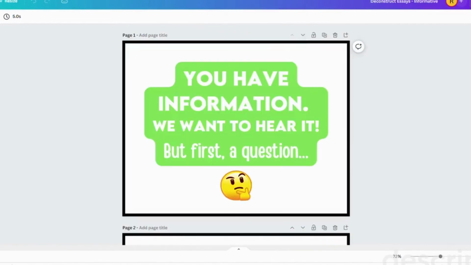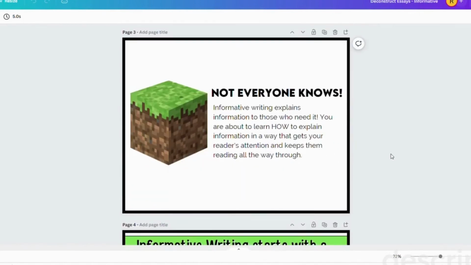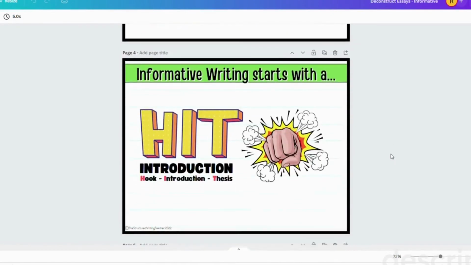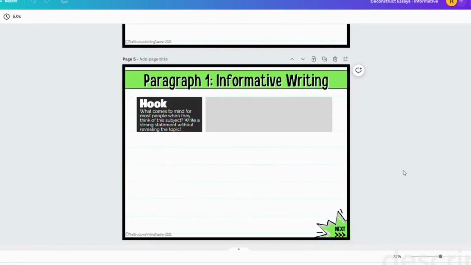So this is an example of an informative essay we were working on. I get them kind of hooked here. Of course, Minecraft gets everybody hooked into it. And we talk a lot about hooks and introductions. I'm super big on this. So the hook, introduction, thesis. And I have a whole bunch of lessons on a hook. It's one of the most important things that you could teach them over and over and over because it comes up in every type of writing.